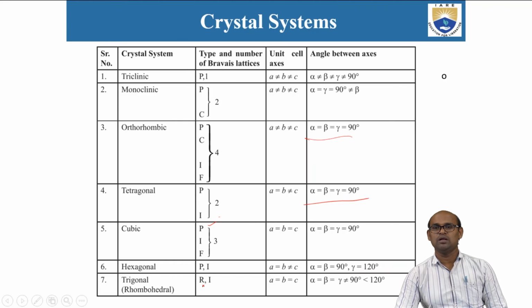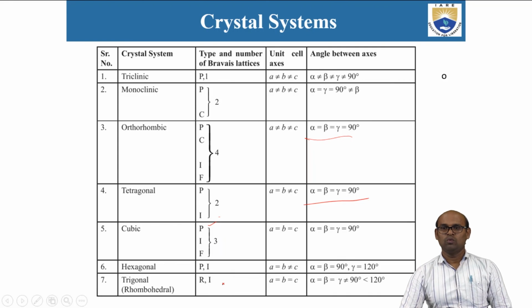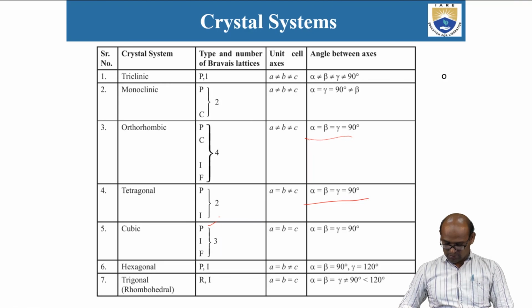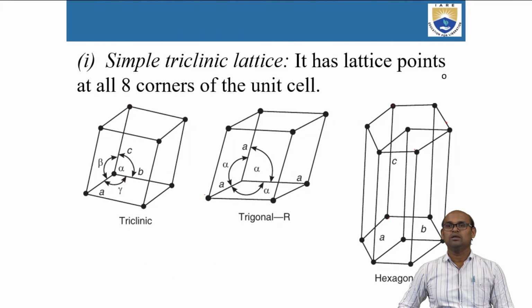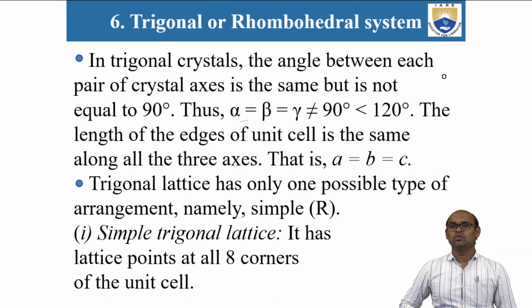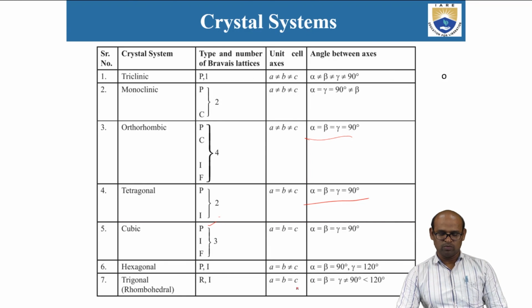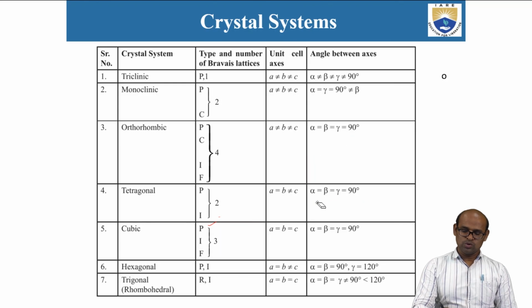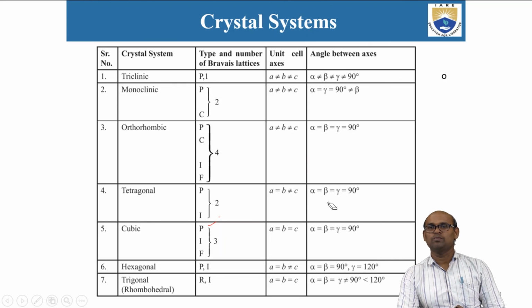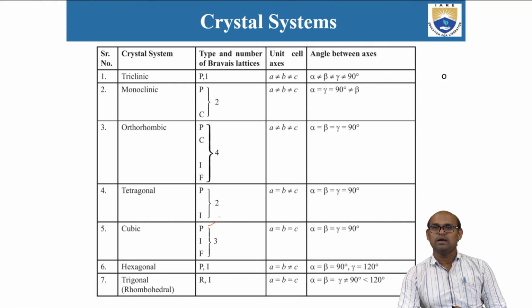Coming to the last one, trigonal, which is simple. In trigonal, you have only one crystal lattice, which is non-primitive, and A equal to B equal to C, and alpha equal to beta equal to gamma, which is not equal to 90 degrees, but it is less than 120 degrees. So out of all these 14 lattices, you have 7 primitive lattices and 7 non-primitive lattices, right?